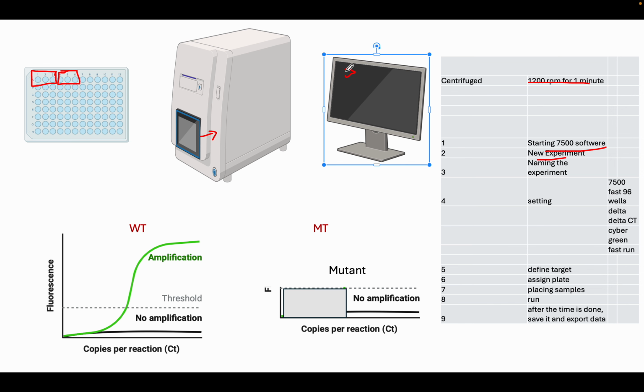And then I will design a new experiment here, name my experiment in this desktop, and I will select fast 96 wells. You can design different types of experiments, but I am just interested in getting graphs showing whether the gene is expressed or not. So that's why I will select this setting. I will select delta delta CT, and I am using SYBR Green, so I will select SYBR Green. Many scientists are using the TaqMan technique.